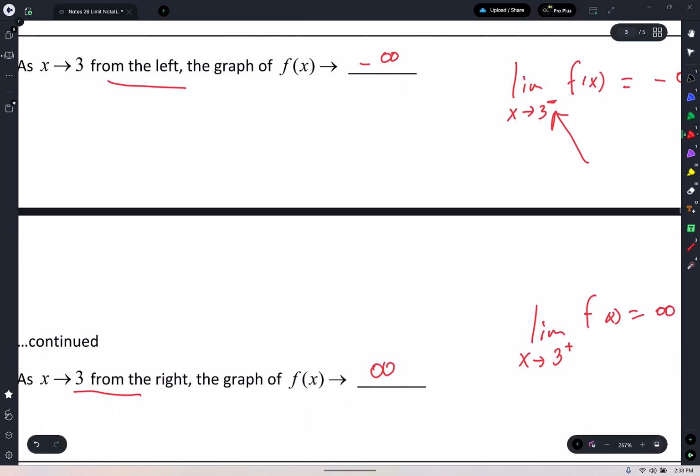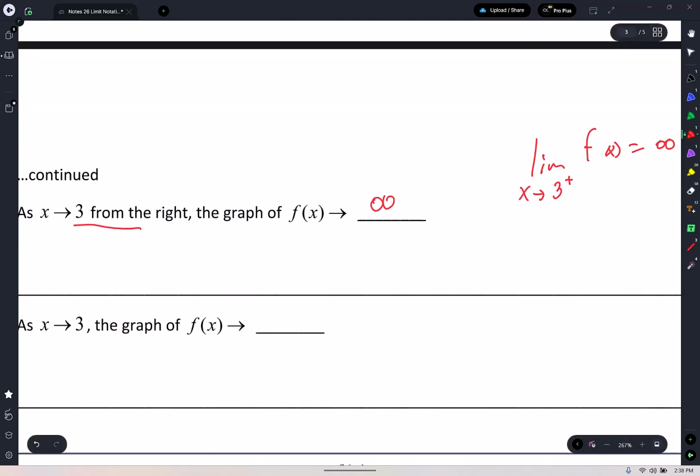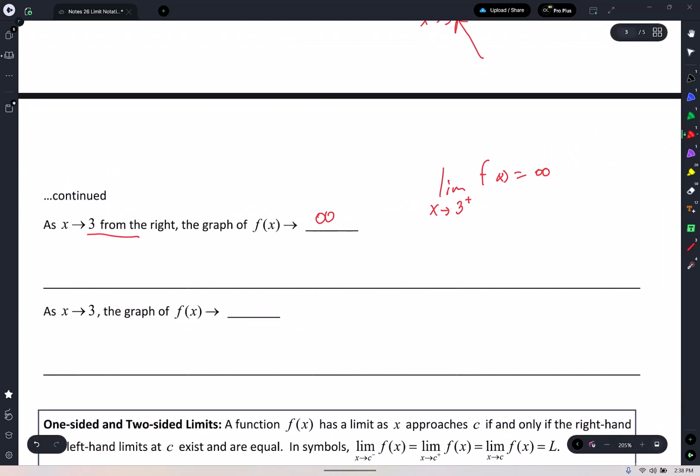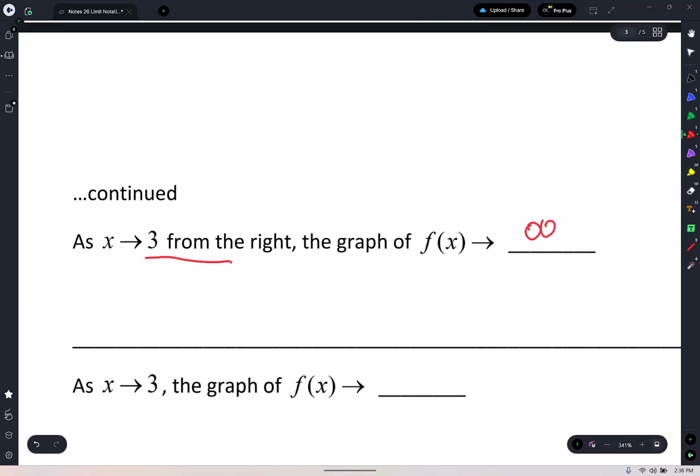What's up? So now, since it's just going to be approaching 3, not from the left or from the right, how would we do that? Well, we're about to do it. You're one question ahead of me. As x approaches 3, the graph of f of x.